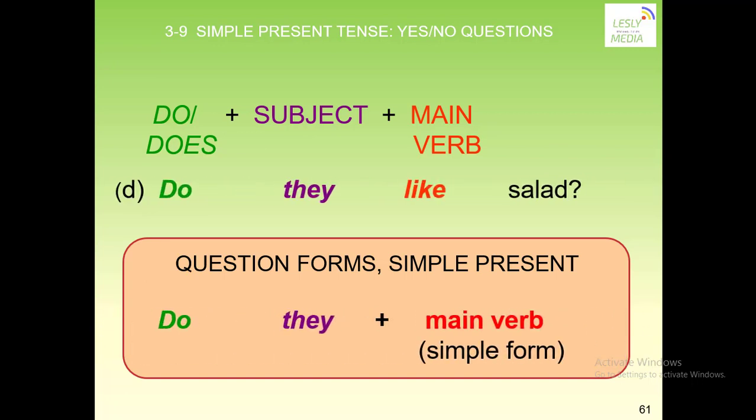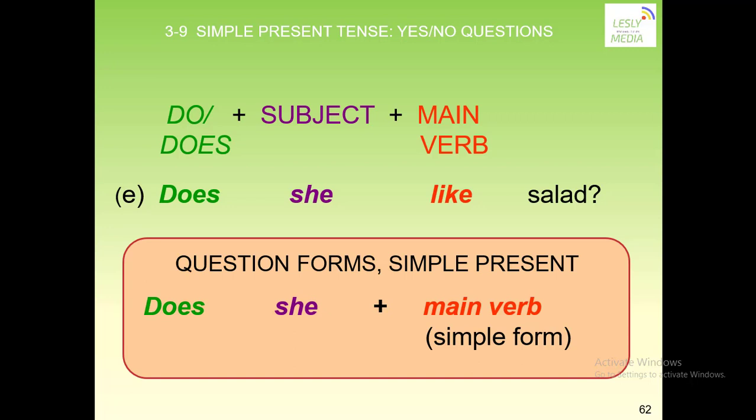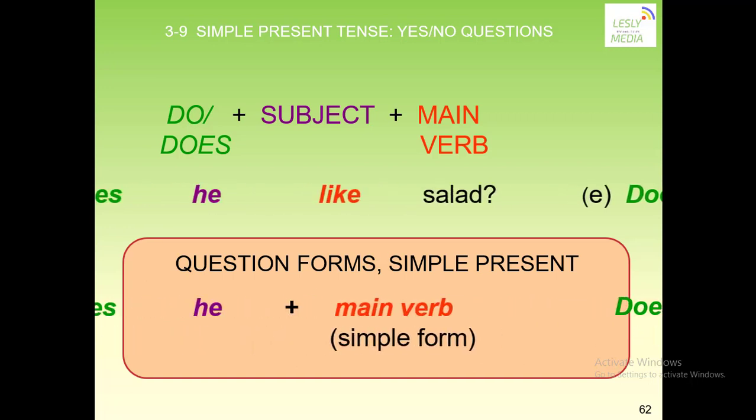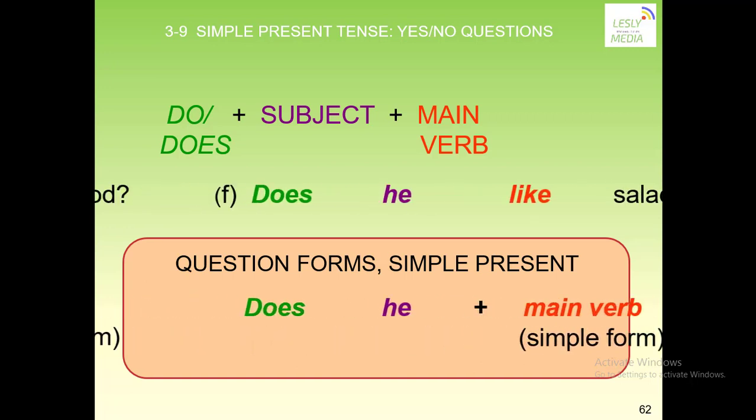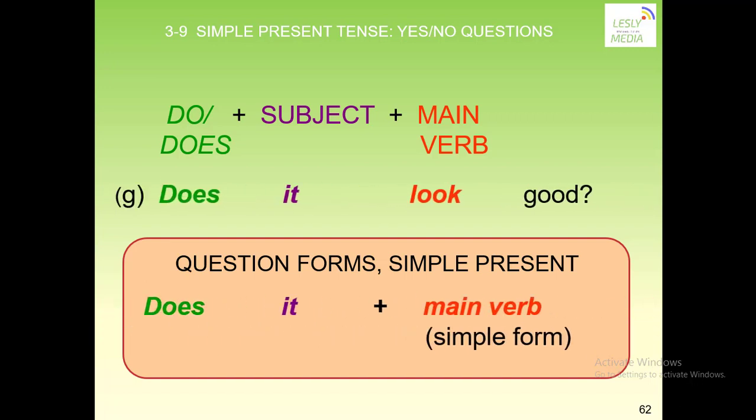Okay. Do they like salad? Does she like salad? Does it look good? Okay, it means that if the subject is you, I, we, they, you have to begin with do. If the subject is he, she, it, you have to begin with does. Okay? And if you already use does, no need for s at the end of the verb. Jadi tidak ada tambahan s di akhir dari kata kerja.